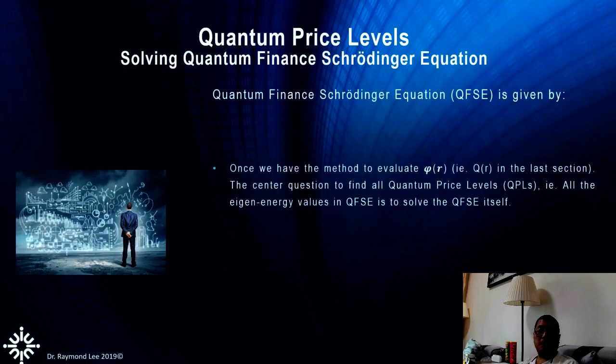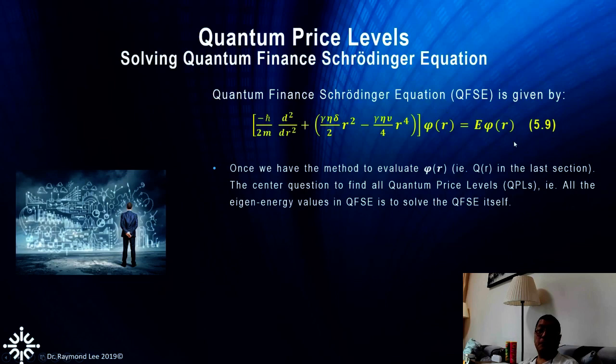The quantum finance Schrödinger equation is given here, a very beautiful one. Remember the order. You can see it's the relationship between the wave equation in terms of the price return R and the energy level. The KE part is very standard, the Hamiltonian part. The potential part consists of two factors: one is order 2 in R, one is order 4 in R. And these are all the parameters, remember that.